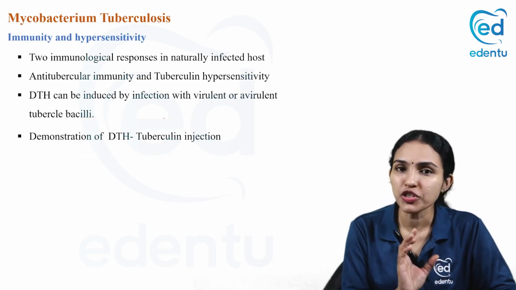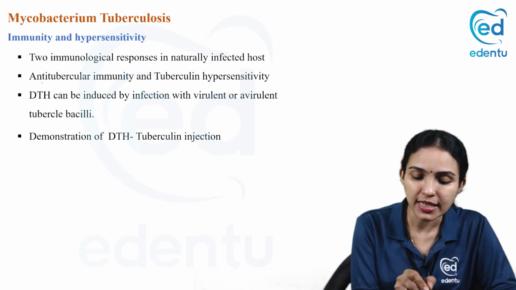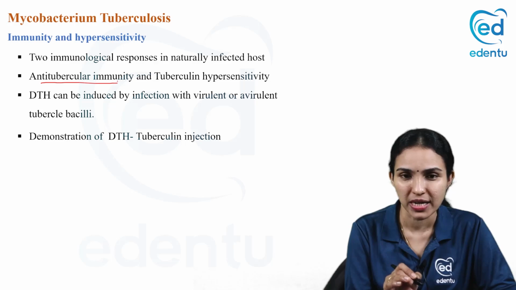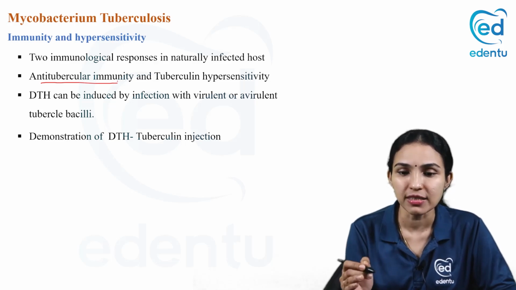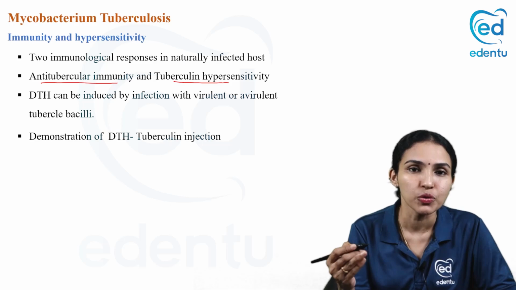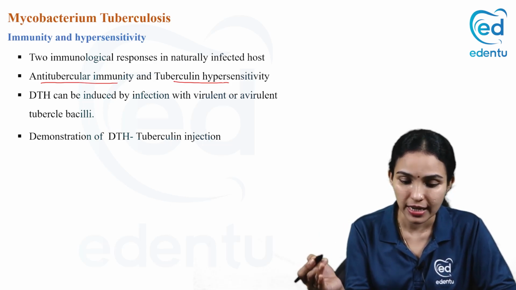So the two immunological responses that occur in a patient infected with TB: one is the anti-tubercular immunity. That is, the person will have immunity against that bacilli and he will completely recover. The second one is tuberculin hypersensitivity. In that case, it can progress to TB or it can lead to a latent reactivation at a later stage.